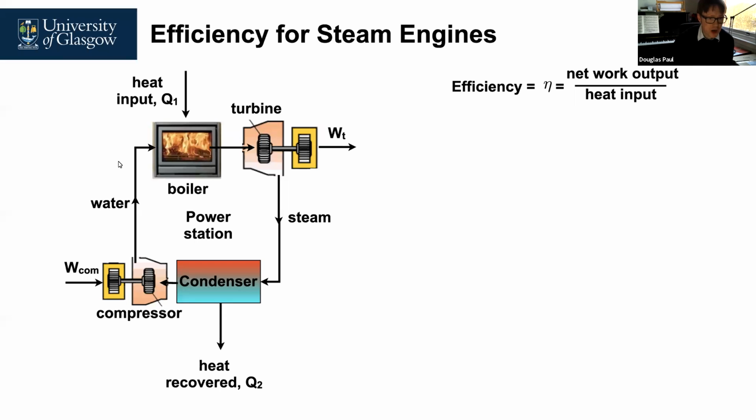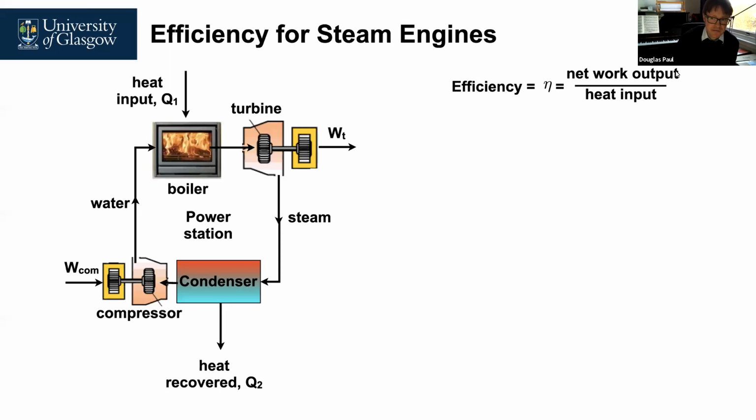And we may have to pump the water around the system, so we can use a compressor to actually pump that water around the system, increase the pressure, so it will actually flow and go through the boiler again, where we're putting a certain amount of heat in, Q1. So the work we're going to do with a compressor is WCOM. And what we want to work out is the efficiency of this whole system. So I'm going to use the Greek symbol eta for efficiency in the course.